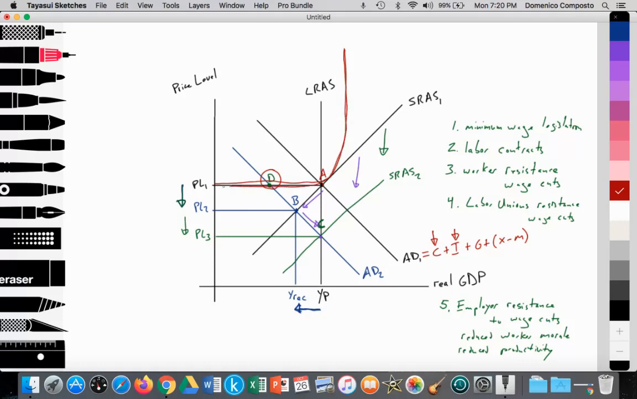which we're going to talk about in the next video. So it highlights that there's a section of this new Keynesian aggregate supply curve that will not shift downward due to these five reasons that we've stated here. So the price level gets stuck. Aggregate demand, if it falls into recession, will get stuck at point D because the aggregate supply curve cannot shift downward.